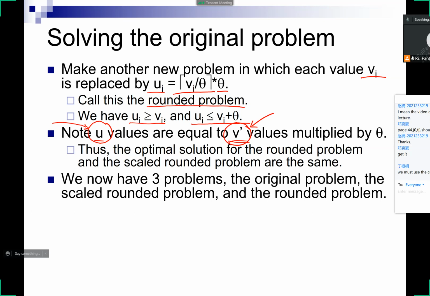Just to recap, we have three problems. We have the original problem with the big values. We have the scaled rounded problem with the small values. And then we have the rounded problem, also with big values, but not exactly the same as the original problem. The rounded problem has these u values, which are pretty close to the original problem's values.